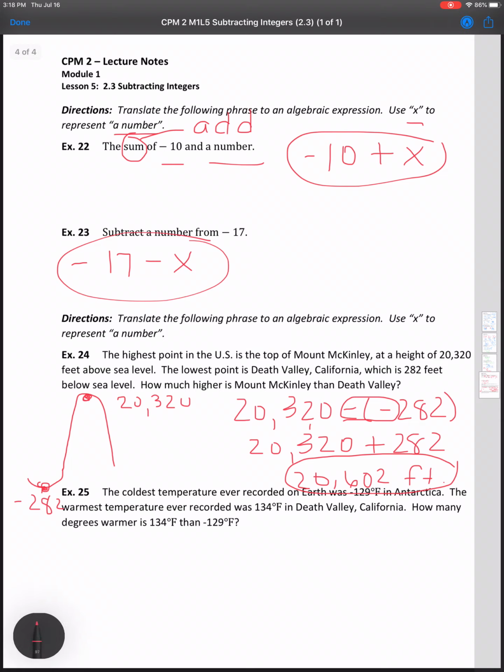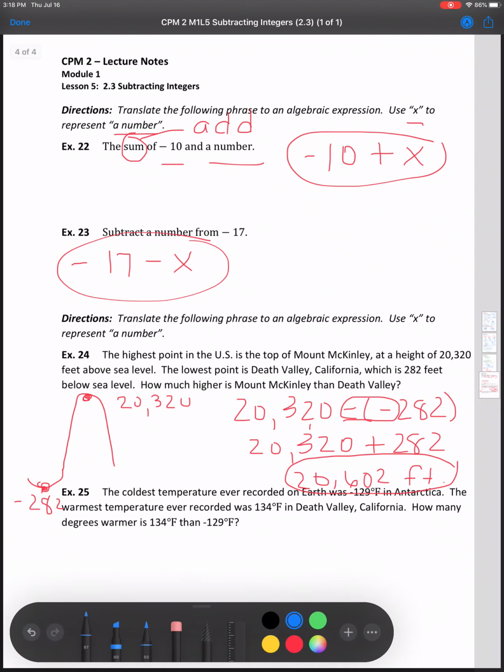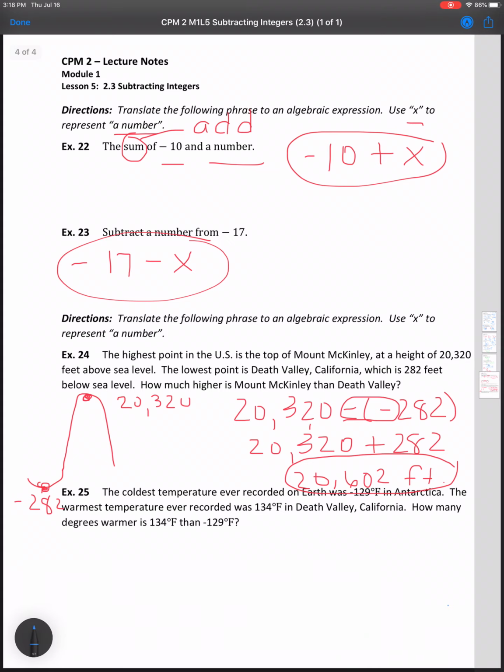And last one, let me switch pens again. Okay, 25. The coldest temperature ever recorded on Earth was negative 129 degrees Fahrenheit in Antarctica. The warmest temperature ever recorded was 134 degrees Fahrenheit in Death Valley, California. That place is hot and below sea level, isn't it? How many degrees warmer is 134 than negative 129?